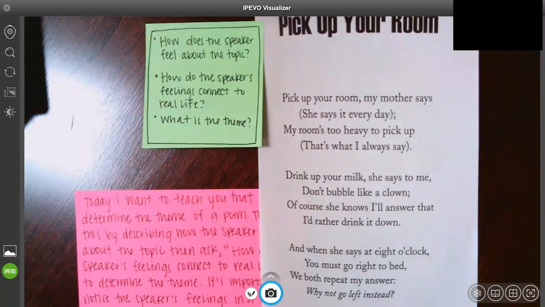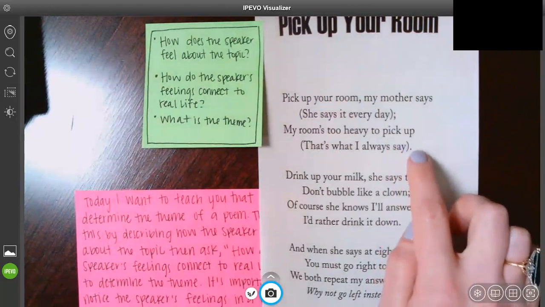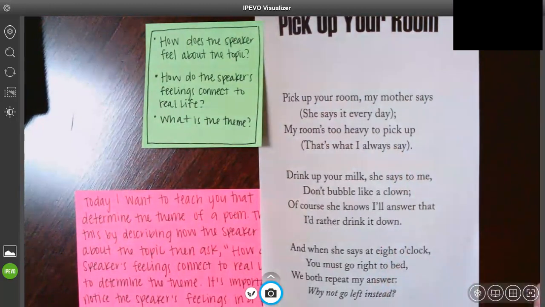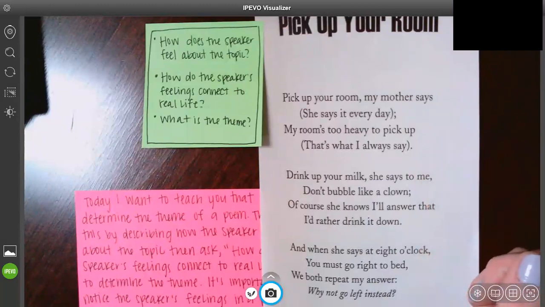So let me think. How does the speaker feel about this topic? Well, I think that the speaker does not want to pick up his or her room. In the poem, the speaker makes fun of the phrase the mother uses, pick up your room. And the speaker says, my room's too heavy to pick up. That's what I always say. Right here, the speaker shows that she's annoyed at her mother, as the speaker always replies to her mother's request to clean up her room with that literal meaning of pick up my room, as a room would be too heavy to pick up.